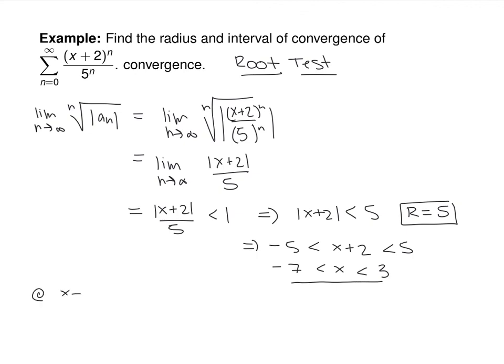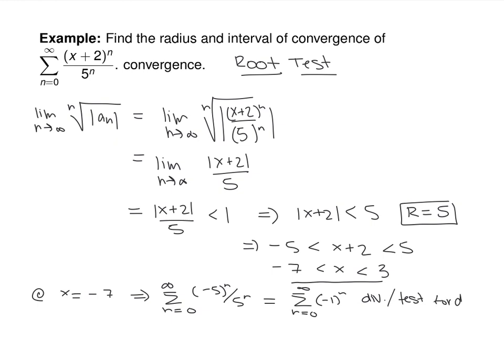So at x equals negative 7, we get the sum from n equals 0 to infinity of (−5)^n over 5^n, which is the same thing as (−1)^n. That diverges by the test for divergence, because the terms don't go to 0, they oscillate between negative 1 and 1.